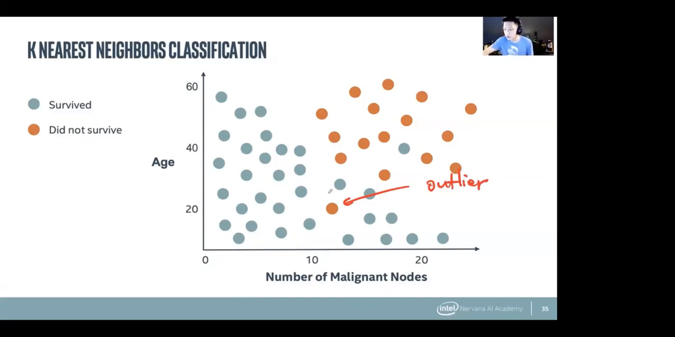So if you had a person that was age 22 and had 11 cancerous nodes, and you looked at the one nearest neighbor, you would think that they would die. But in general, if you look at a couple more nearest neighbors, you will not die if you are 20 and have 10 cancerous nodes, even though you only looked at the nearest neighbor. So this is a really good observation. Now, how do we fix this? Does anyone have any suggestions for fixing this?